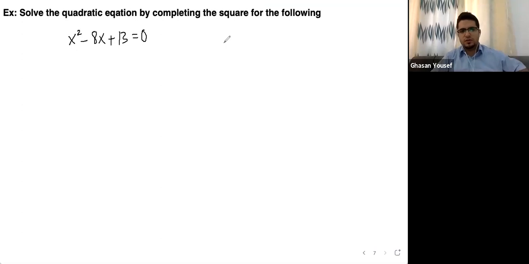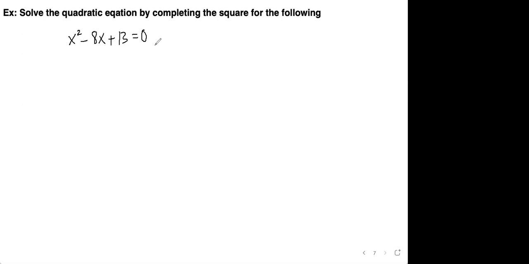I'm going to do this one step by step to show you, because this is new for you, to show you how we can complete the square. So first of all, we have to move the number to the other side and make the variable on one side. One side for the variables x squared and x, and one side for the number.